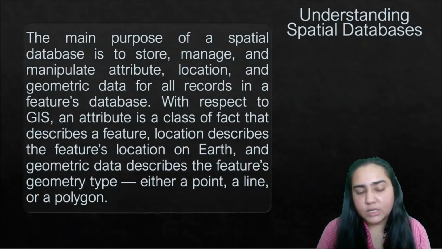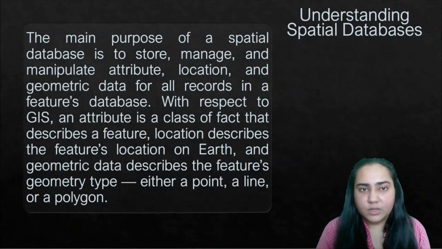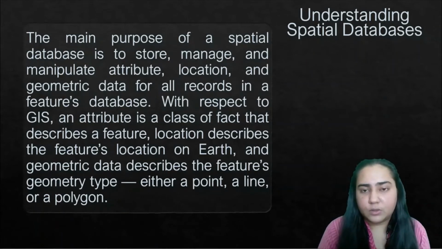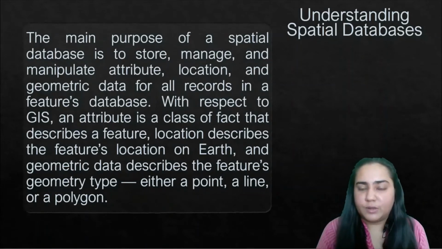And geometric data shows what kind of geometric type the feature is. So if you're plotting a road, then you might want to use a line, okay? And if you're plotting a city, and within the city you want to plot some places, you might just use points, but you might use a polygon to show the city. So that is geometric data about your database.